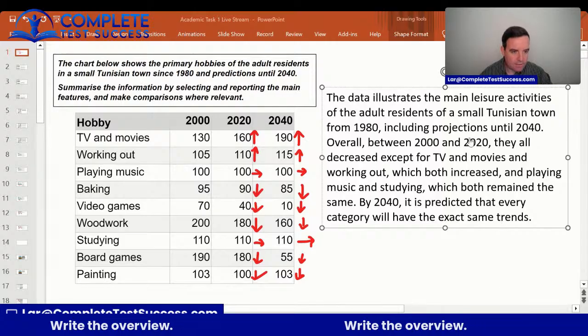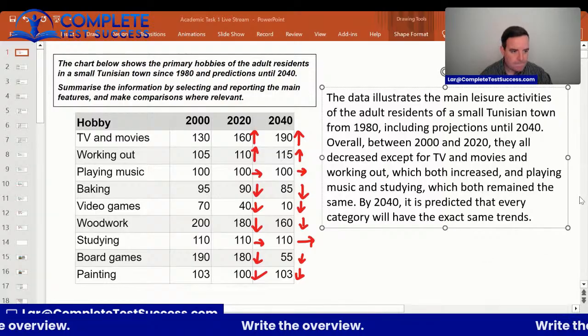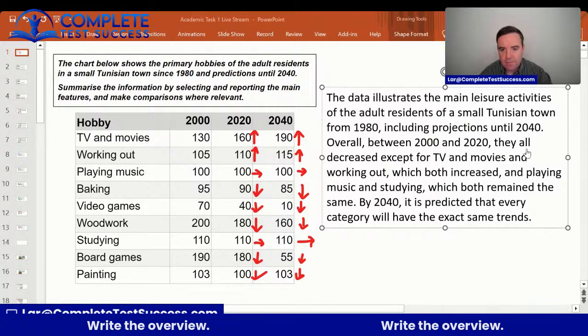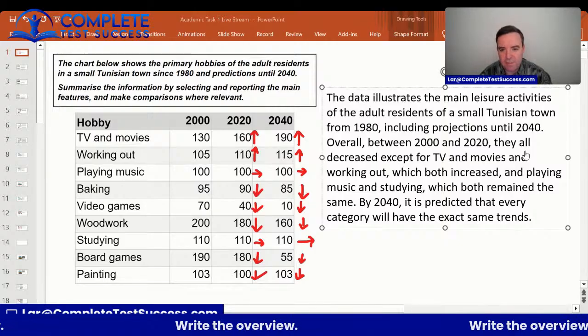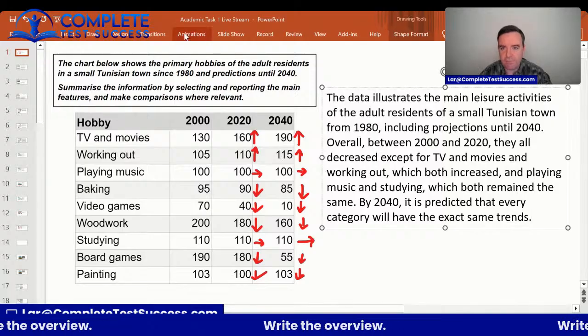Okay. Does anyone have any questions about that? Please jump in. Feel free to ask. And from here, we need to move on to the body paragraph. We can describe between 2000 and 2020 in one, and then between 2020 and 2040 in another. But it's going to get a bit messy. We're going to end up having to describe 2020 twice. I think what would make more sense is to organize it, do half the categories in body paragraph 1 and the other half in body paragraph 2.